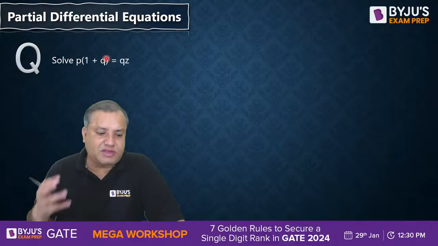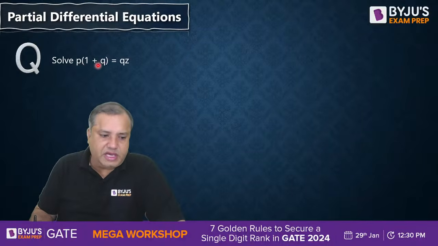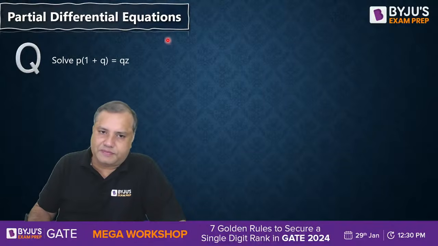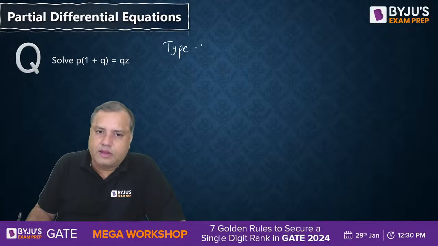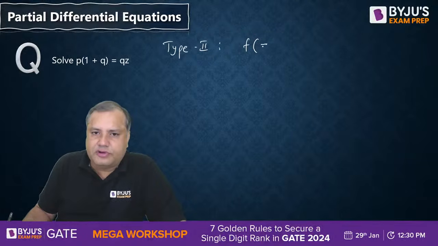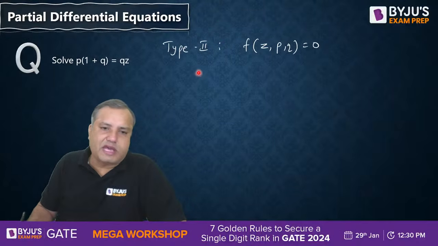But this is having three parameters, P, Q and Z. So this is type 2. What is the format of type 2? Format of type 2 is function f of z, p, q equal to 0. What is the working rule?